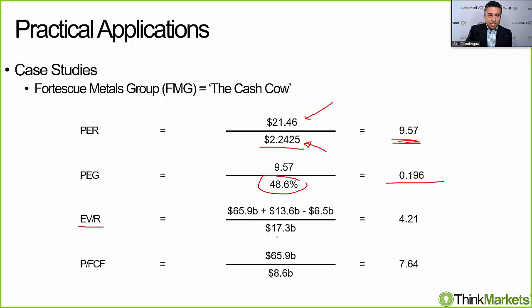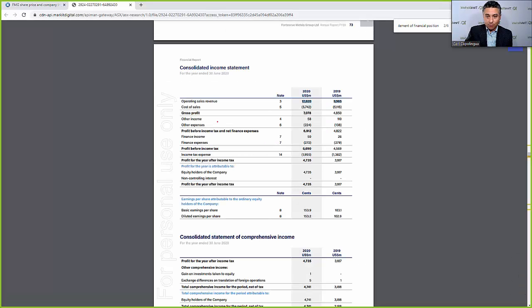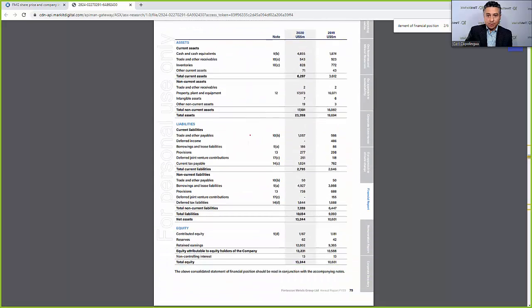Okay, enterprise value to revenue. Interesting, not as important for me for Fortescue because we know it makes profits. This starts to become more important for companies that don't make profits, and then we can compare against companies that do. Okay, in terms of how we work this out, if you remember, it's the market capitalization plus the total debt minus cash and cash equivalents. Where do we get that information from? Let's head back to the FY20 results for Fortescue, and we're going to go down to the balance sheet.